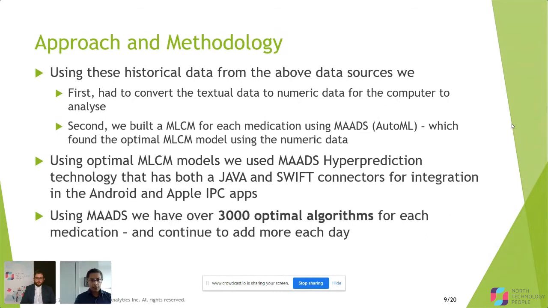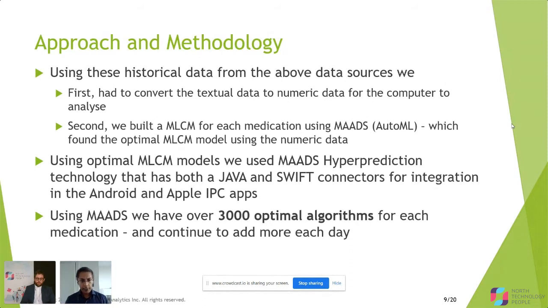Second, we built the classification models for each medication using our technology MADS, which is an auto machine learning technology that is able to find optimal algorithms for the data that we feed it in a matter of minutes. So we're reducing the amount of work that goes into actually estimating the model. We automate that with MADS. Once we found the optimal model, we used another technology called MADS hyperpredictions, which has a Java connector and a Swift connector, so we can call the algorithm from the app, in an Apple app or Android app, and get back a prediction really quickly, within less than a second.